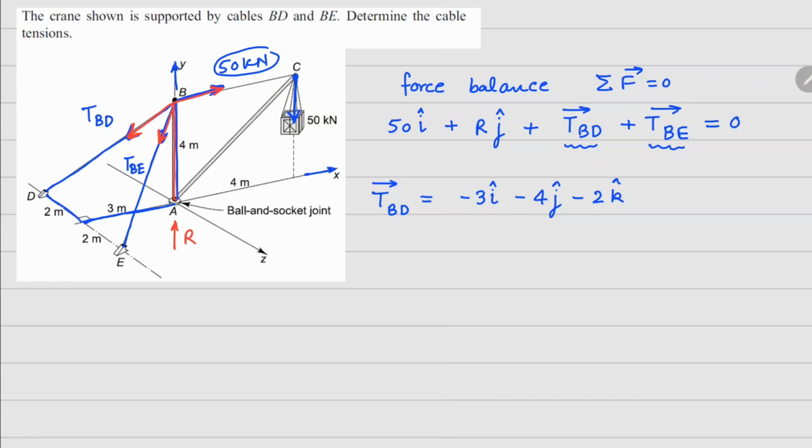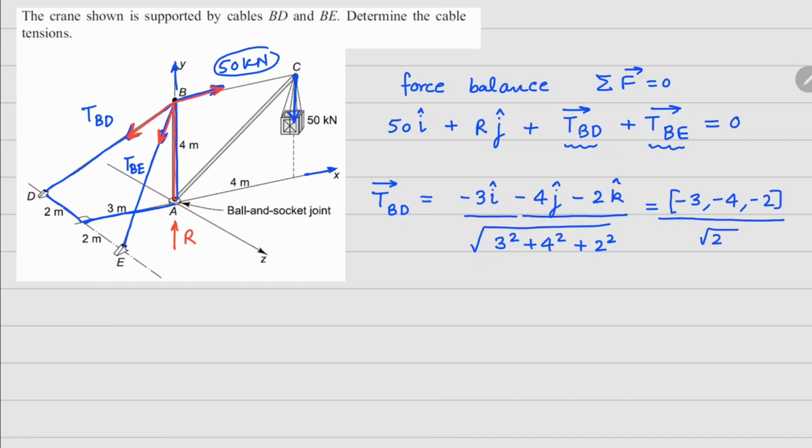So now this is the vector, but if you are interested in finding out the unit vector, then this is going to be 3 square plus 4 square plus 2 square. So this is minus 3 comma minus 4 comma minus 2. I'll just write it as a matrix, and this becomes square root of 29.